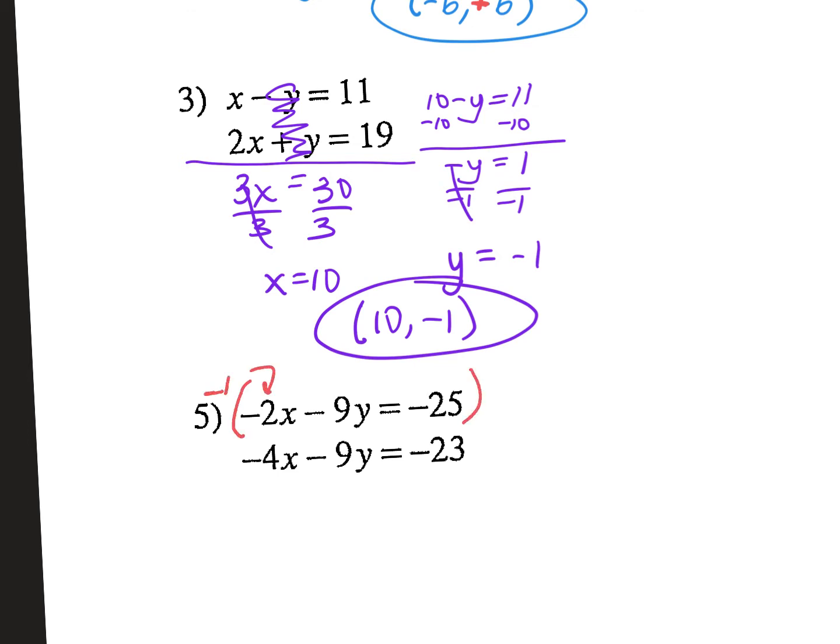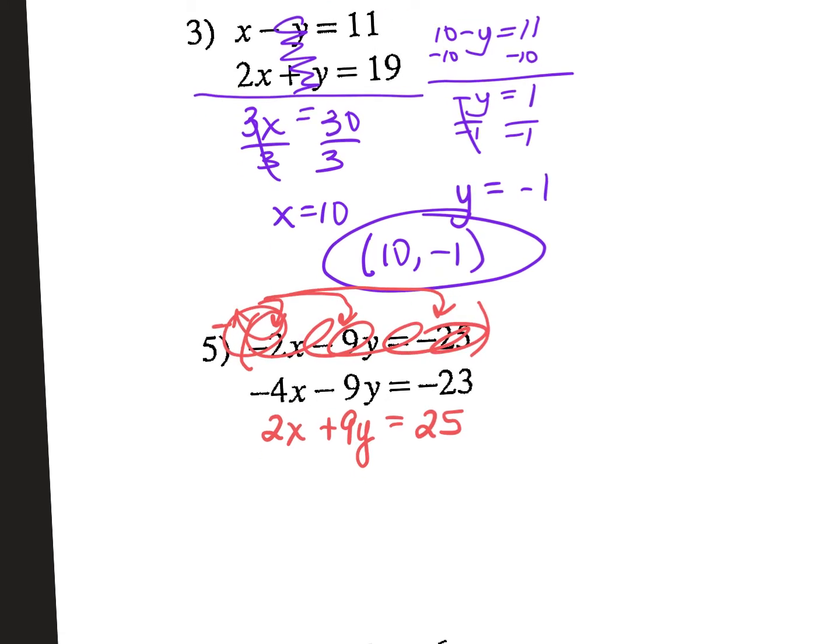When you do that, guys, you have to multiply everything on both sides of the equal sign. So this becomes a positive 2x. This becomes a positive 9y. And this becomes a positive 25. Once you do that, this equation is gone. You don't have to worry about it anymore for the purposes of solving. Now, we're going to add down. Negative 4x and 2x is negative 2x. My 9's cancel. What's a negative 23 and a positive 25? Positive 2, right? So when we divide both sides by negative 2, what is my x value?